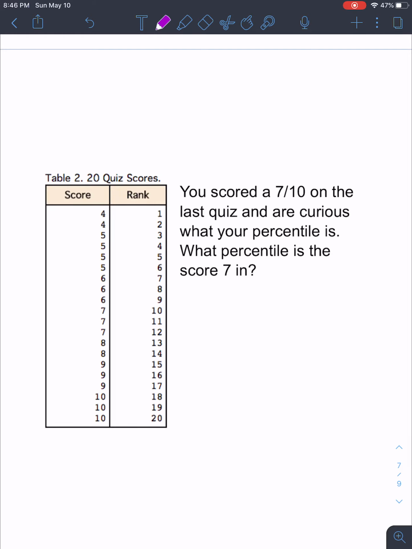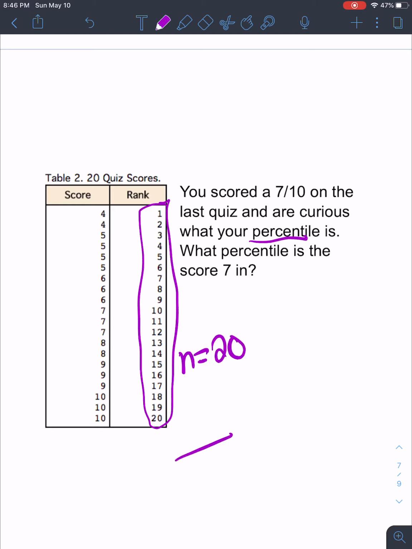So one more here. It says you scored a 7 out of 10 on the last quiz and are curious what your percentile is. What percentile is the score 7 in? So we look at all of our scores. Luckily for us, it tells us how many total data pieces we have already. Our n is 20. So we know to find our answer, we're going to take some number and divide it by 20.